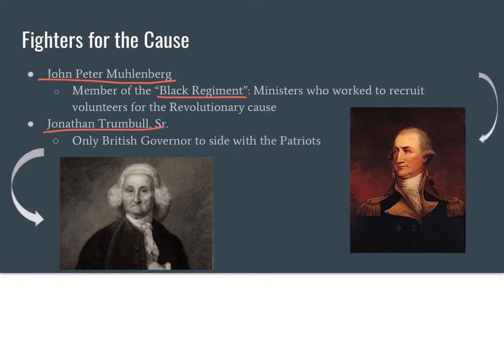And our second is going to be Jonathan Trumbull Sr. He was actually a governor of the colony of Connecticut, put in place by the British. But he ended up siding with the Americans during the American Revolution. He was the only governor of a colony to side with the Patriots, with the Americans, and he funneled war supplies to the Patriots, helped George Washington gain members to his army, gain supplies, and that kind of stuff. And then he became the governor of the state of Connecticut after the war.